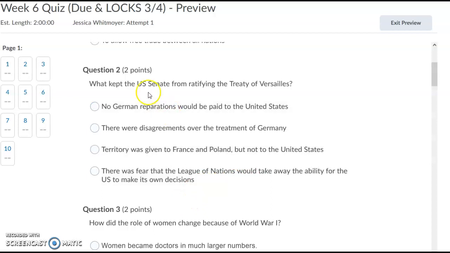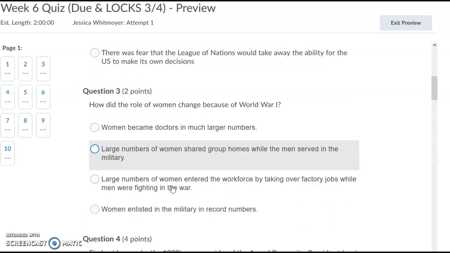Question 2. What kept the U.S. Senate from ratifying the Treaty of Versailles? No German reparations would be paid to the United States. There were disagreements over the treatment of Germany. Territory was given to France and Poland, but not to the United States. There was fear that the League of Nations would take away the ability for the U.S. to make its own decisions.